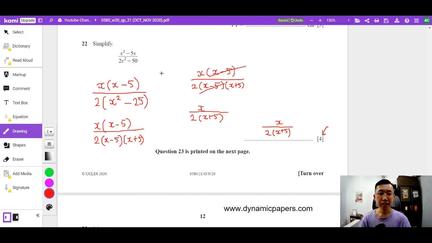You expand here, top part 1 mark. You factorize, 1 mark. Factorize second mark. Continue to factorize, this third mark, and you get the final answer, 4th mark. Alright, so that's actually question 22.